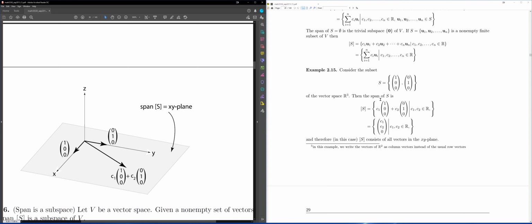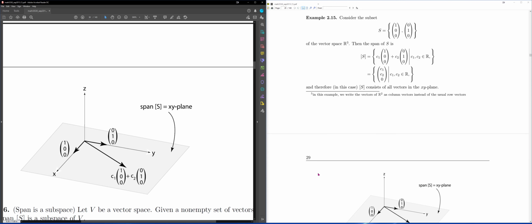The set of vectors generated that way, by choosing any c1 and c2 that you want, is called the span of this S. The span of S in this case works out to be the xy plane, because z is equal to 0 and you can have anything for c1 and c2. So these are all vectors in the xy plane.